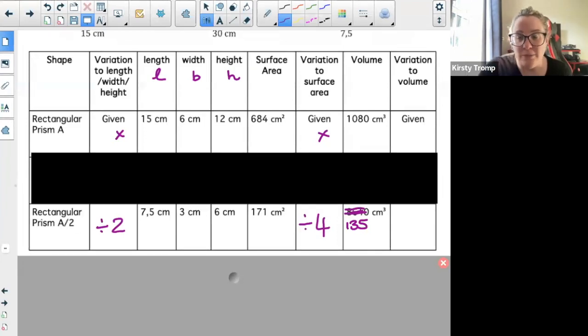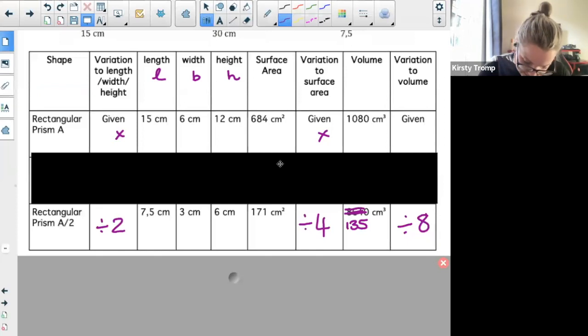What do you need to divide 1,080 by to get 135? What must I divide by? Who's going to tell me? Tando. Hi, Tando. Hi, ma'am. Okay, Tando, what must I divide by? Ma'am, I think 8. Well done. I must divide by 8. Well done. Thank you.